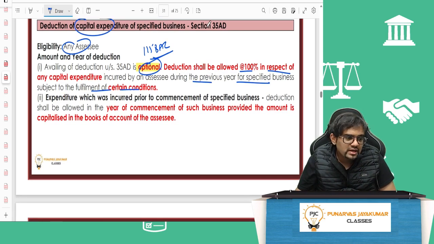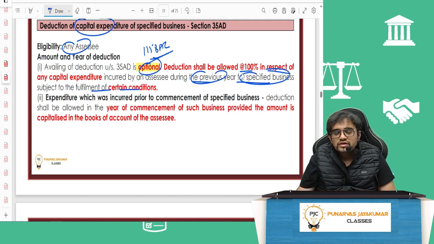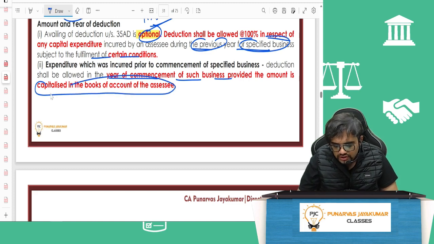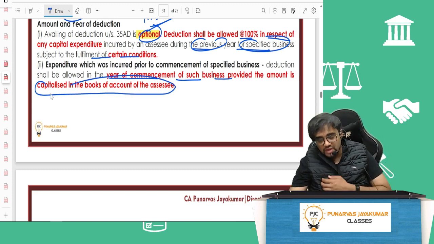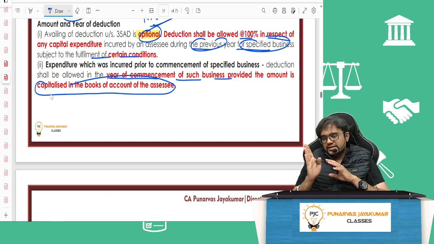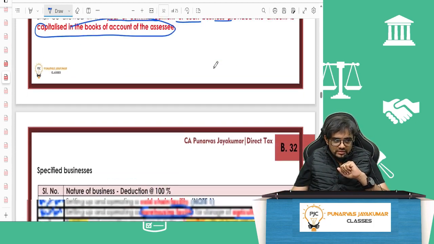The deduction allowed would be 100% in respect of any capital expenditure incurred by an assessee during the previous year for specified business, subject to the fulfillment of certain conditions. Expenditure which was incurred prior to commencement of specified business, yes, that also will be taken into account and shall be allowed in the year of commencement of such business, provided the amount is capitalized in the books of accounts. So if you have capitalized that amount, then in the tax books the entire amount will be allowed in the year in which the business is commenced. This will take care of all the capex just before the business and also after the business, debited to the P&L account, my dear friends.